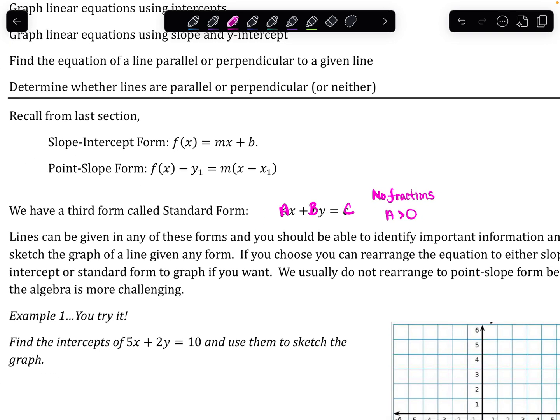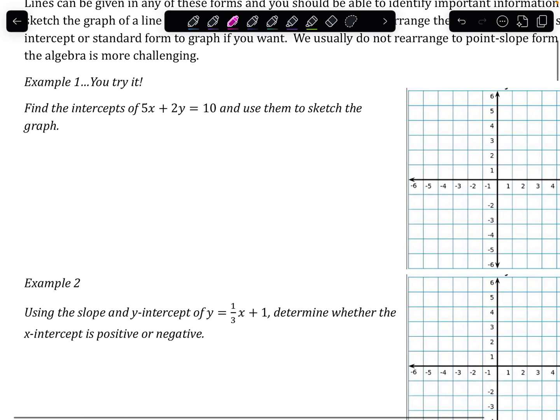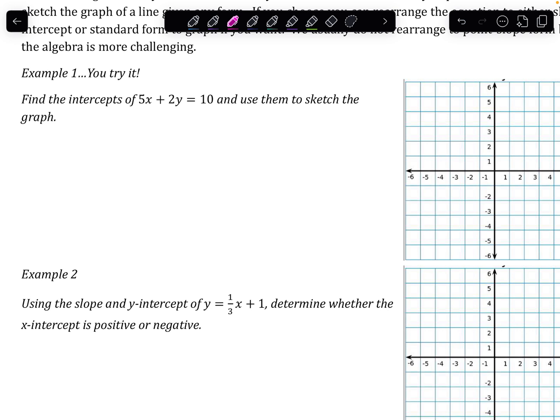So example 1 is a you-try-it just as a review, so I will leave that one blank, and you can check that one with the notes if needed, just to review what we just finished covering. So we'll go on to example 2. It says using the slope and y-intercept of 1/3 x plus 1, determine whether the x-intercept is positive or negative.